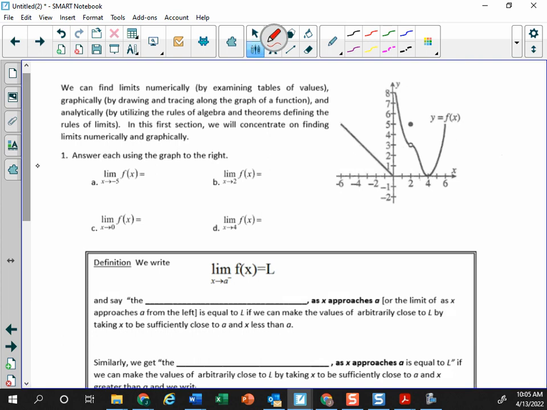All right, so we're going to look at lots of different ways we can find limits, but most of today is going to be about finding them graphically. So you've got this little graph over to the right. Hopefully it's big enough that you guys can see it on your worksheet there. I want you to try to evaluate these limits. So you're looking as x approaches -5, as x approaches 2, as x approaches 0, and as x approaches 4. So go ahead and try to answer those 4 limit questions for me using that graph.